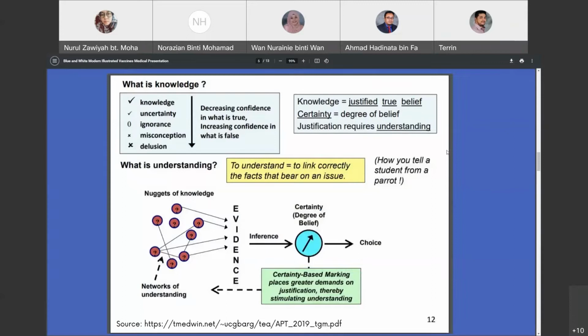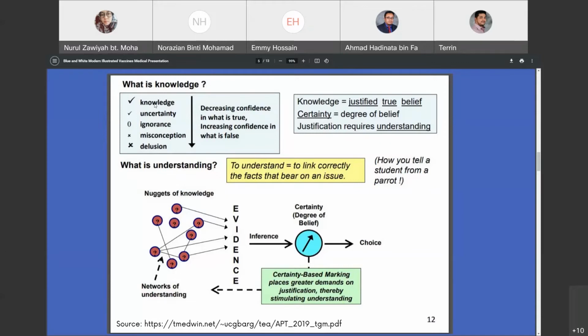Okay, so this is an extraction of slides from Professor Tom. What is knowledge? We have knowledge, uncertainty, ignorance, misconception, and delusion. I have a lot of misconception from my class. Ignorance, yes, a degree of them. Only a small number of students, those who will always get A, probably have knowledge, and probably really understand this.